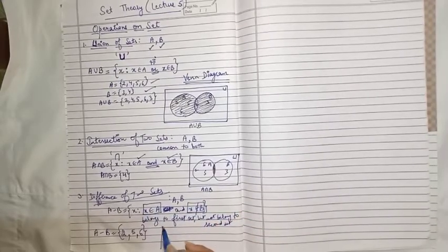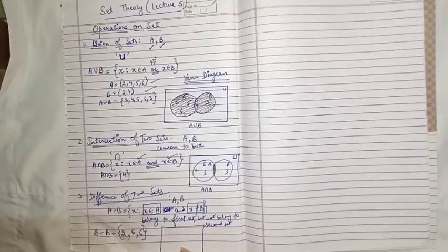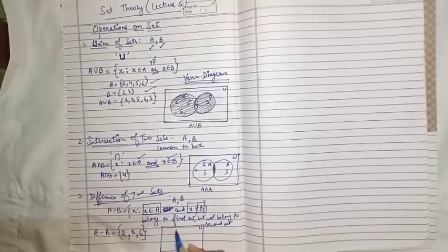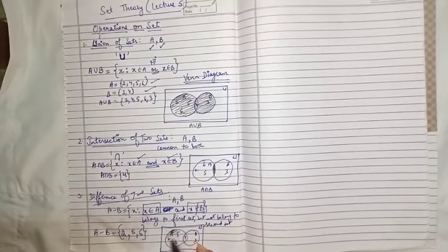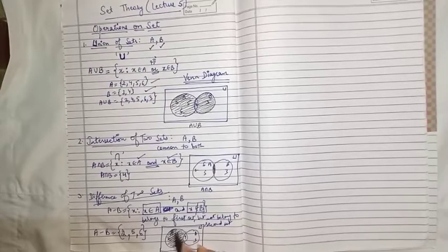What will be my Venn diagram in this case? This is my universal set, this is my A, this is my B, this is 4, 2, 5, 6 and 3. I'll shade this portion only. This is my portion for A minus B.